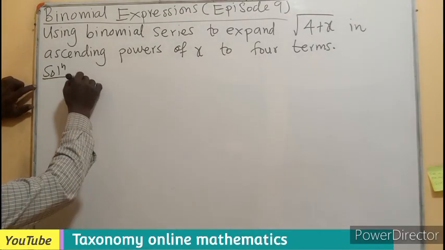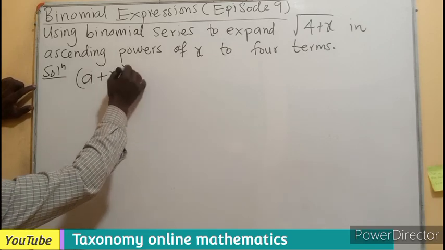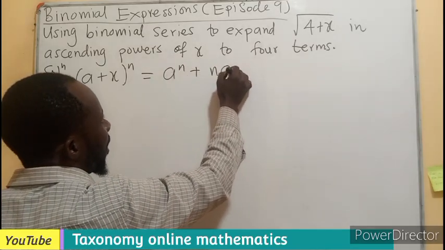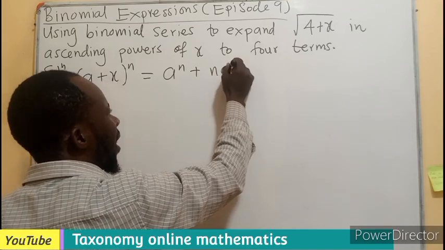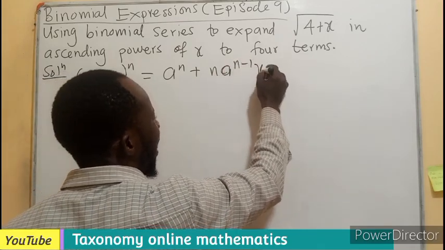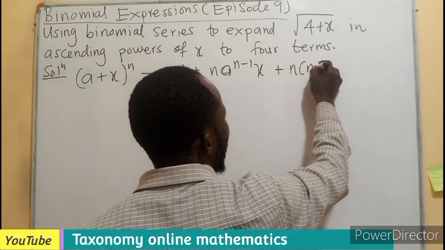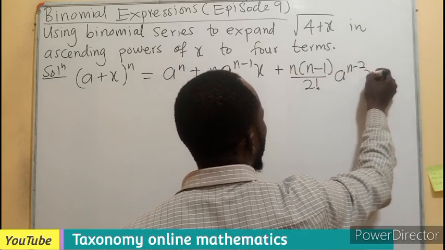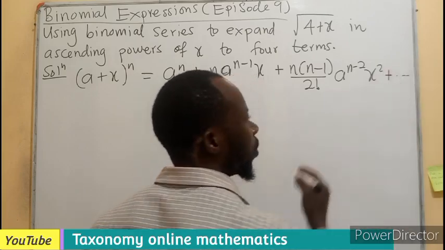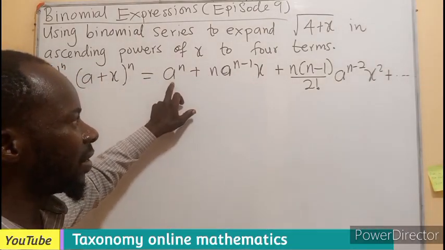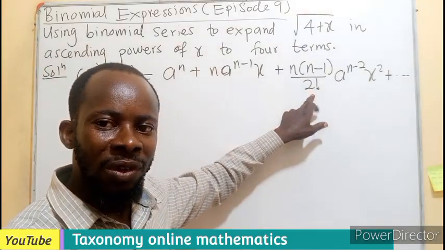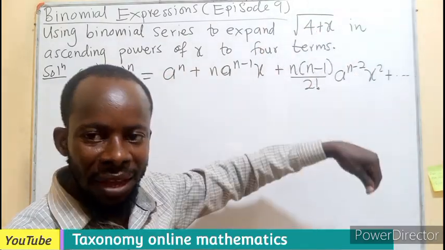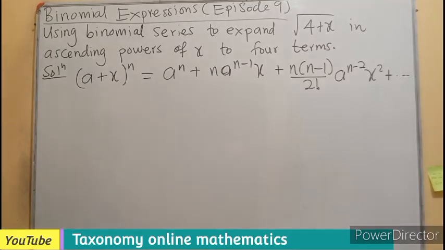So as we recall, we know (a + x) to the exponent n is a to the n, plus n times a to the n minus 1 times x, plus n(n minus 1) over 2 factorial times a to the n minus 2 times x squared. It continues. So this is the first term, second term, the third term. You see the third term has 2 factorial. So the fourth term will have 3 factorial. So let's see if we can do that substitution.